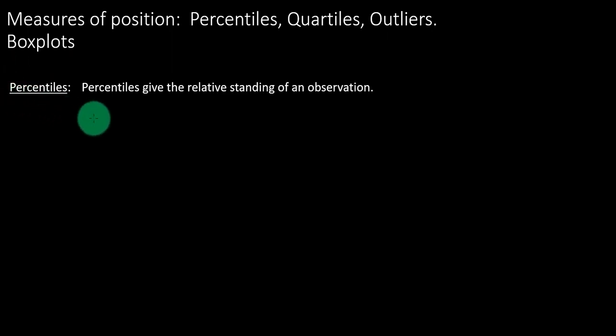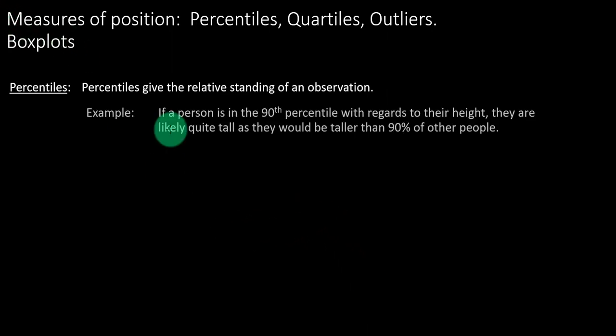You've probably seen percentiles because we've all been exposed to standardized testing where they usually tell you what percentile you scored in. For instance, if you scored in the 50th percentile, then you scored right in the middle. Half of individuals scored higher than you, and you scored higher than the other half. Similarly, if a person is in the 90th percentile with regards to their height, then they're probably quite tall because they would be taller than 90% of other people that you would run into.